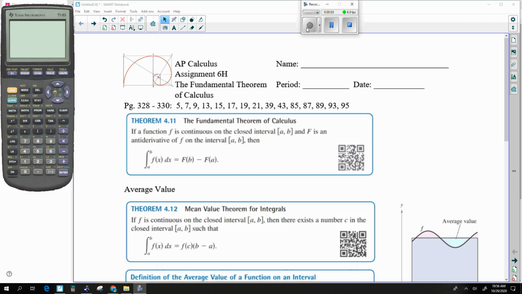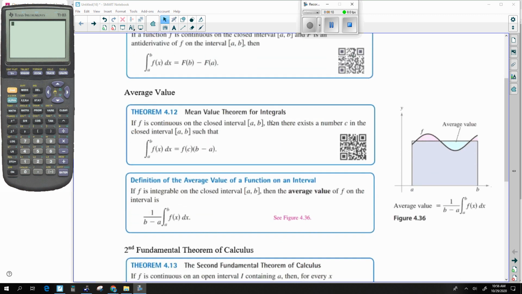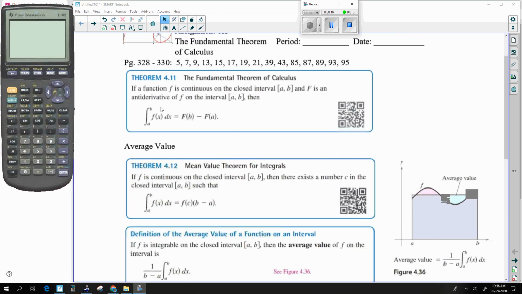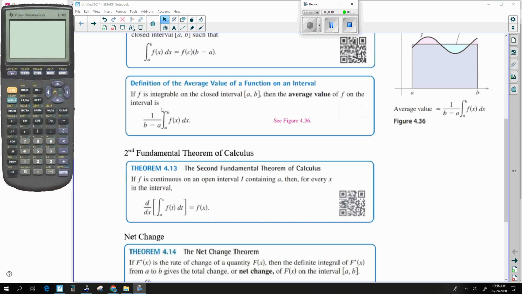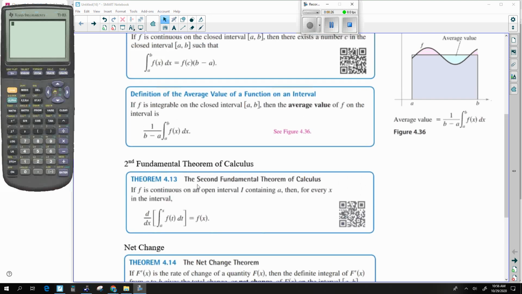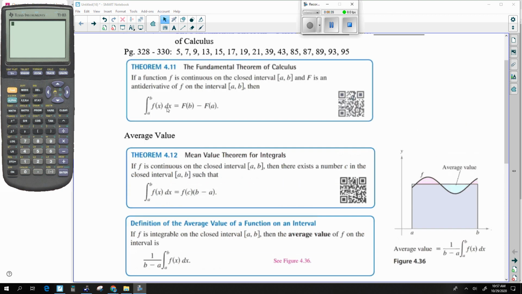All right, and away we go with assignment 6H. I began by putting all of the theorems and all of the ideas that we need to be covering in this chapter. These are all, quote unquote, the fundamental theorem of calculus. We're going to be talking about some pretty important things like net change, the second fundamental theorem of calculus, and the average value that I was talking about before. The average value was the last assignment that we were describing.